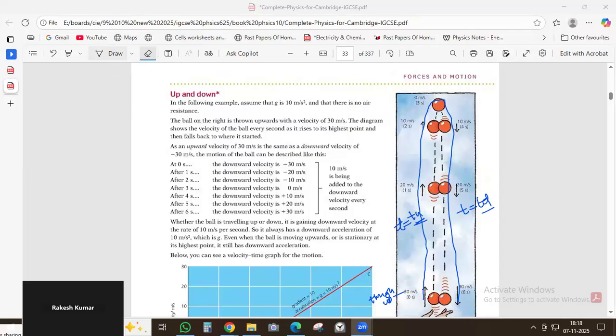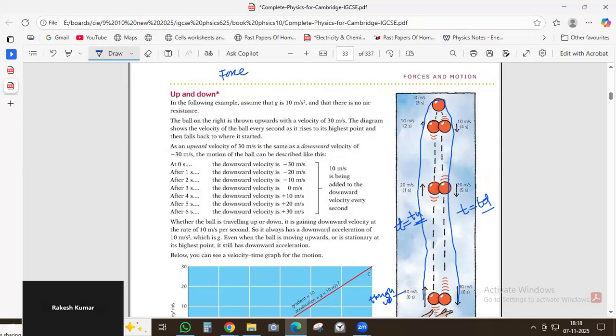Whenever in physics we will follow two approaches to solve problems. One will be the force, the other is the energy approach. In the force approach, we call it a vector approach, because in force we need direction. And the energy approach is a scalar approach. It doesn't require direction.